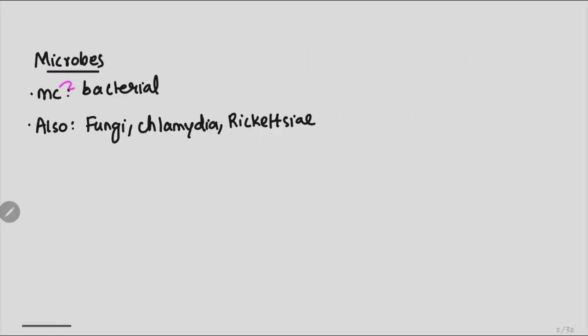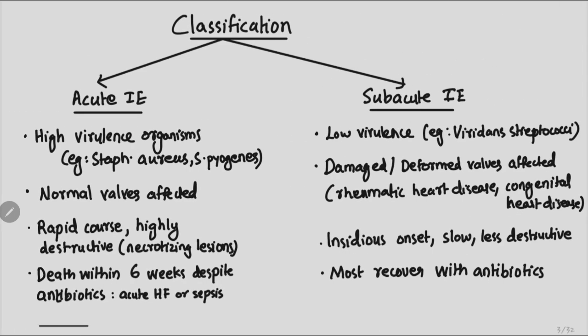Then which are the microorganisms causing infective endocarditis? The most common organisms are bacteria, and also fungi, chlamydia and rickettsia can cause infective endocarditis. Then we can classify infective endocarditis mainly into acute infective endocarditis and subacute infective endocarditis.